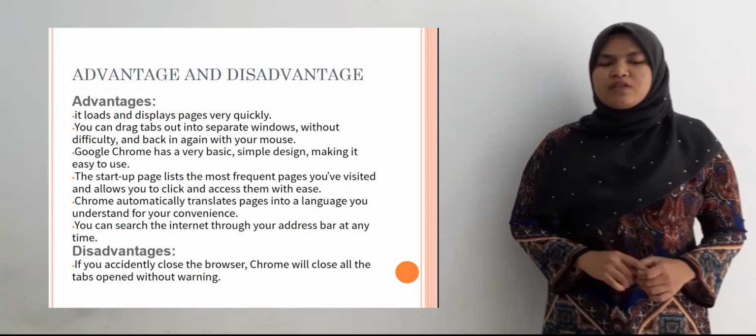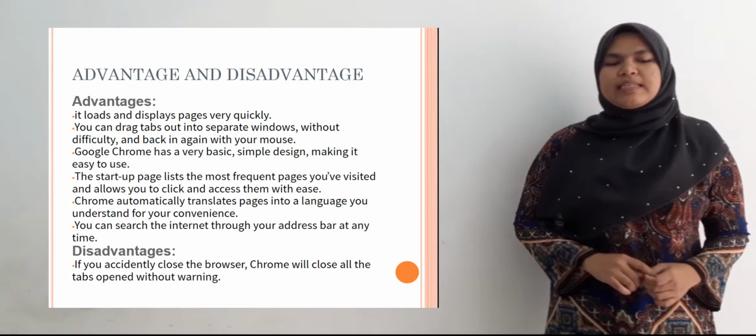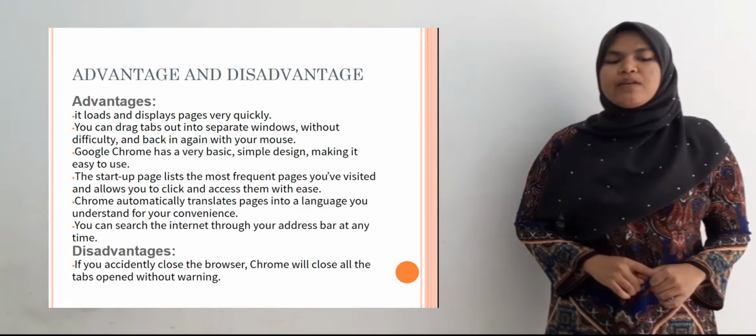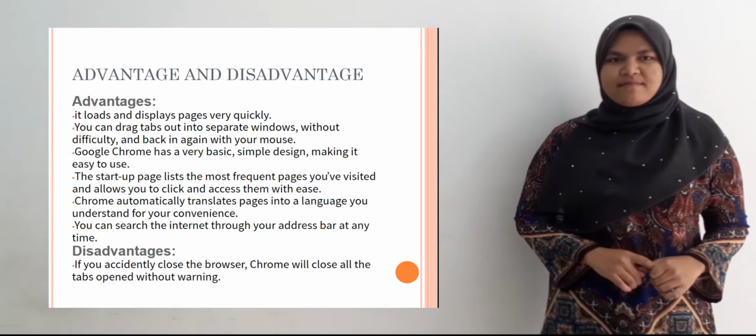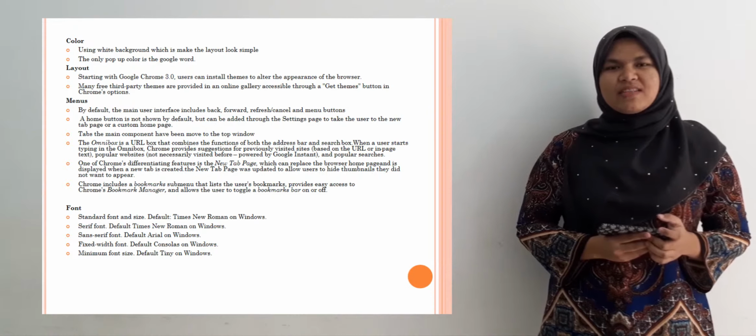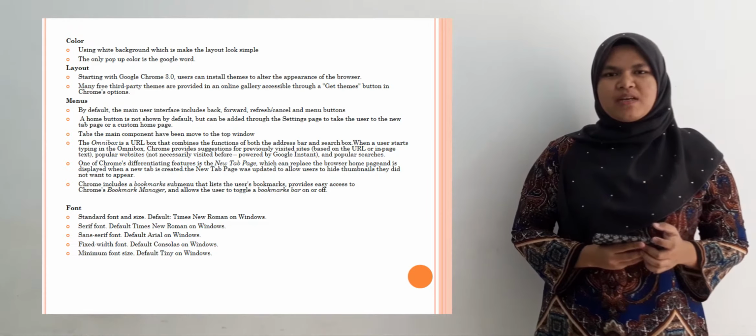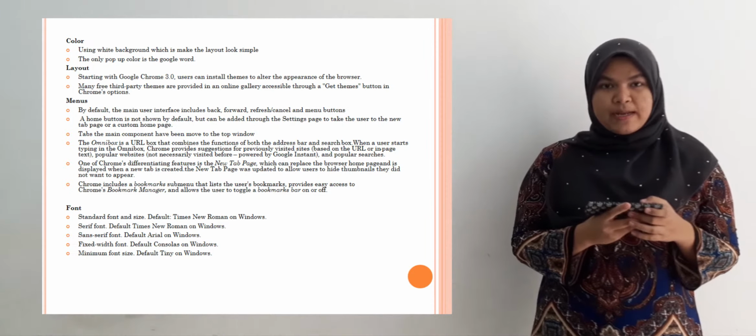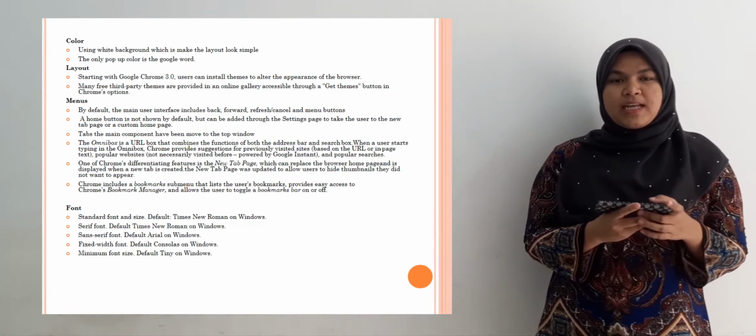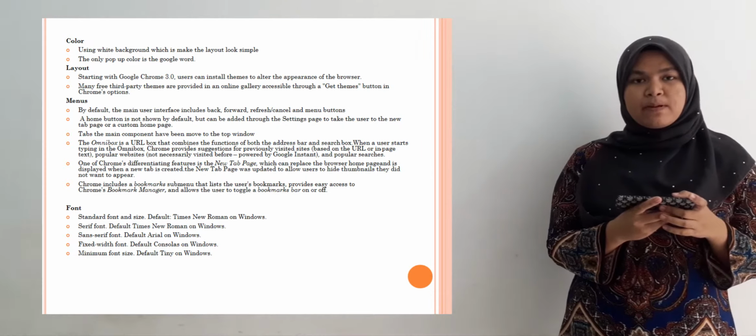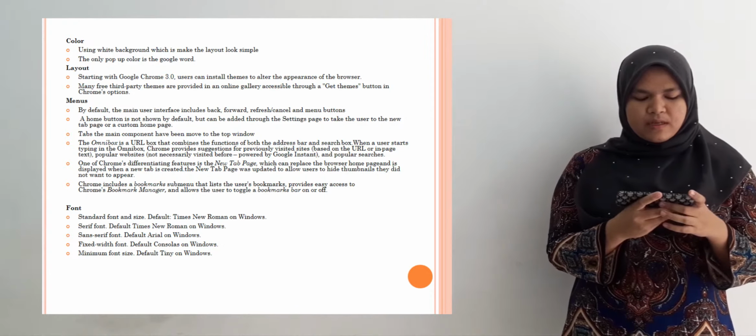A disadvantage of Google Chrome is that if you accidentally close the browser, Chrome will close all the open tabs without warning. Okay, next I will explain about the characteristics of Google Chrome. First, color. Google Chrome uses a white background, which makes the layout look simple. Second, the only pop-up color is the Google word.